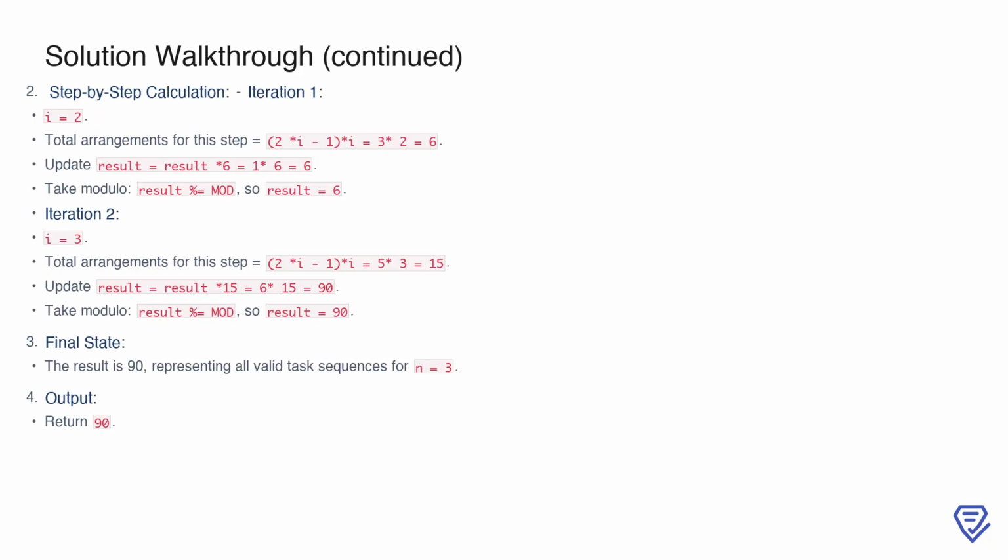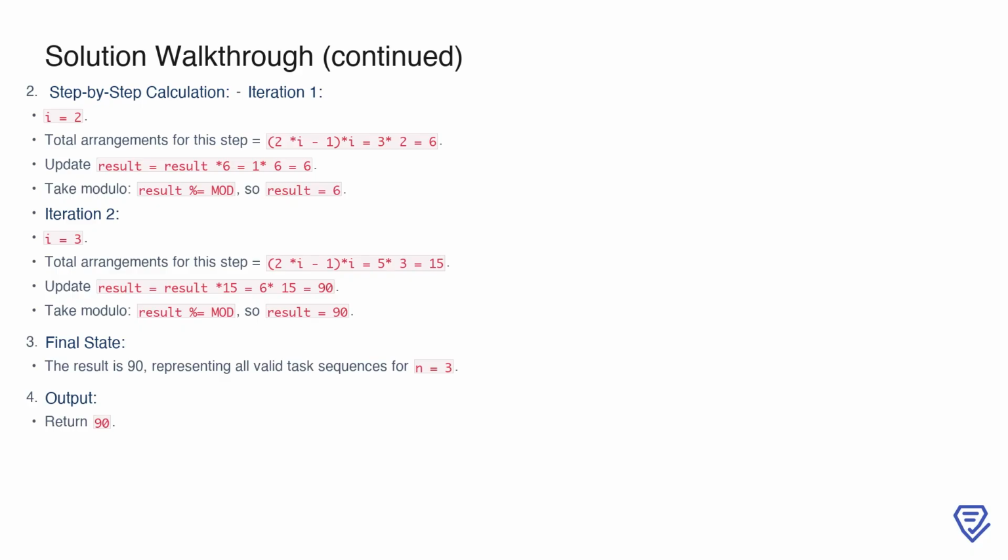For n equals 3, the first iteration happens when i equals 2. At this step, there are 3 positions for the delivery task D2 and 2 positions for the pickup task P2, leading to 6 possible arrangements. Multiplying this with the result, we update it to 6. After taking modulo, the result remains 6.